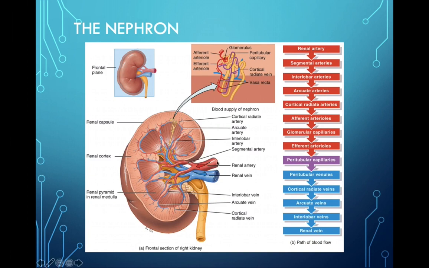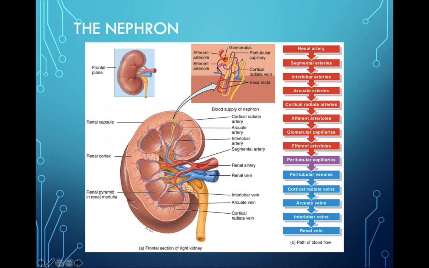As the blood flows from the abdominal aorta into the renal artery, it then follows the path that we can see to the right into the segmental and interlobar arteries, which is here. Then you have the arcuate arteries, and then radiating into the cortical region are the cortical radiate arteries. Off the cortical radiate arteries, we have an afferent arteriole that leads into the glomerulus, right? This is where you have the glomerular capillaries.